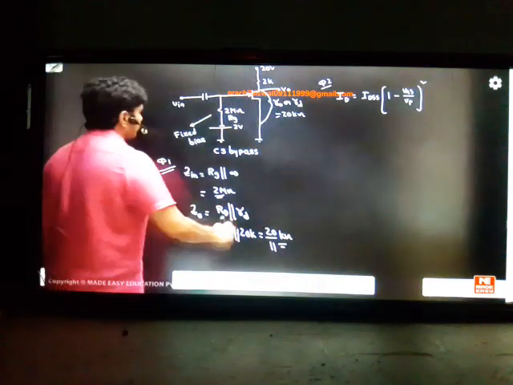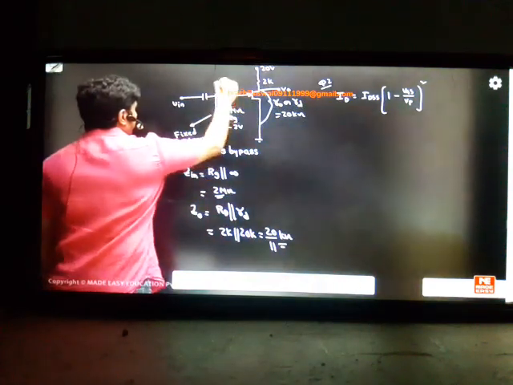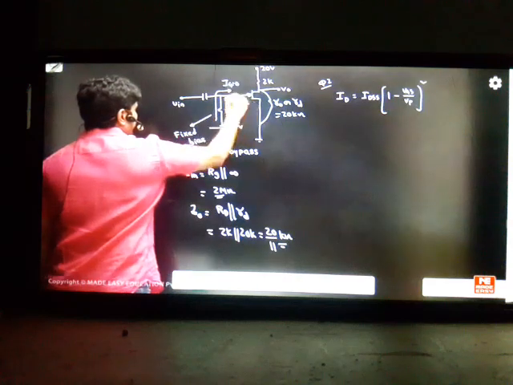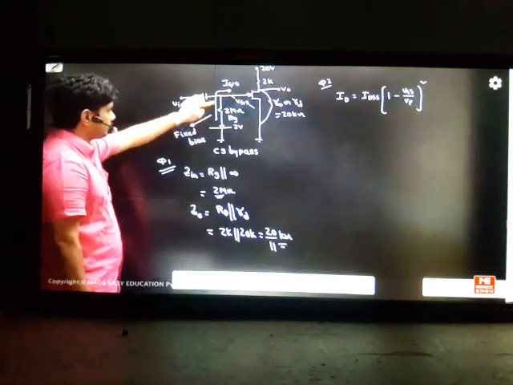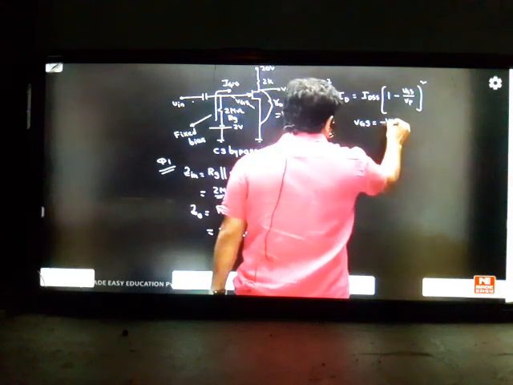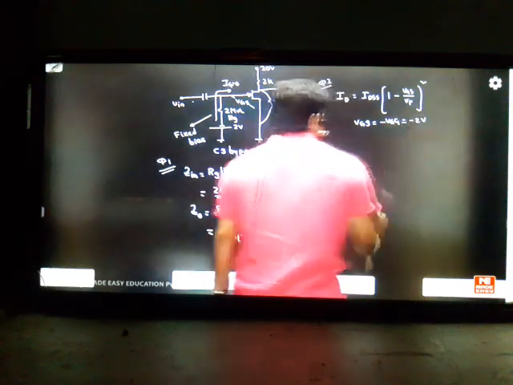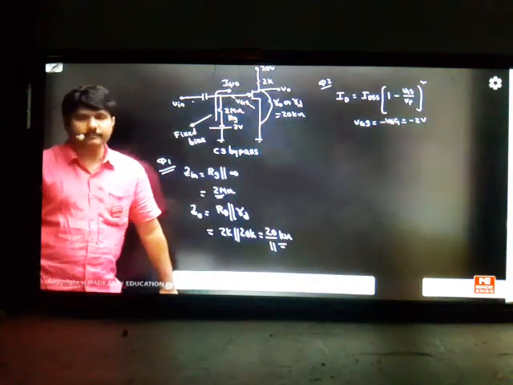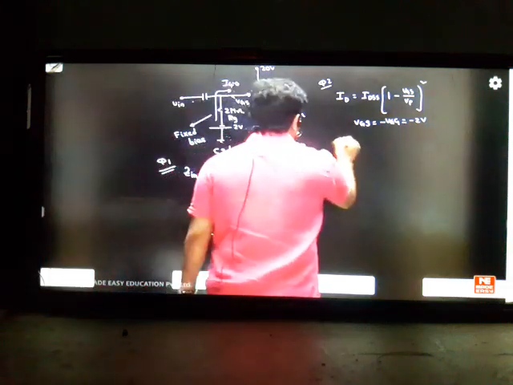Already I told in the class, whenever you have a gate side, the current will become 0. This is VGS. So if current is not going, this resistor will be shorted. So only this battery will become the VGG. That is called fixed bias. So VGS will become minus VGG, which is equal to minus 2 volts. So this is called fixed bias methodology. Then ID, you can solve it.